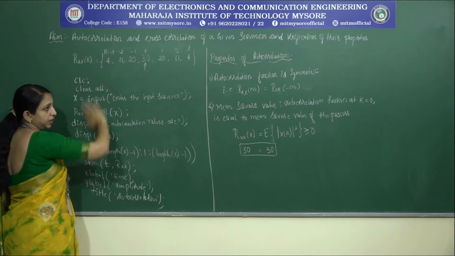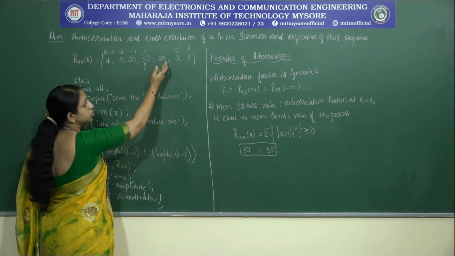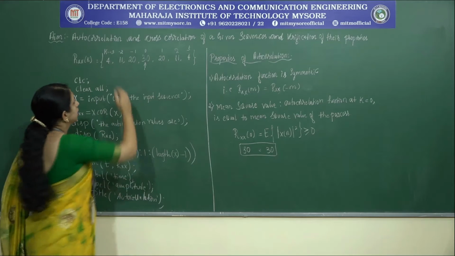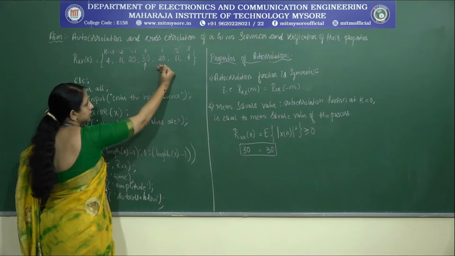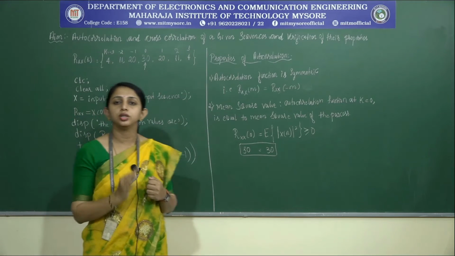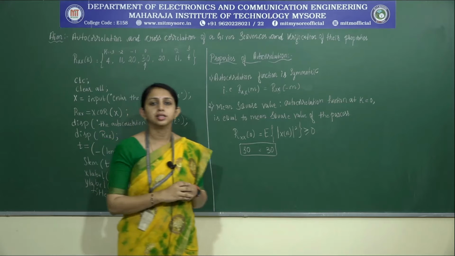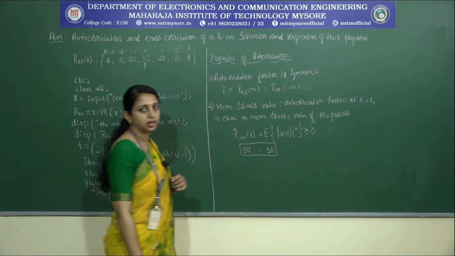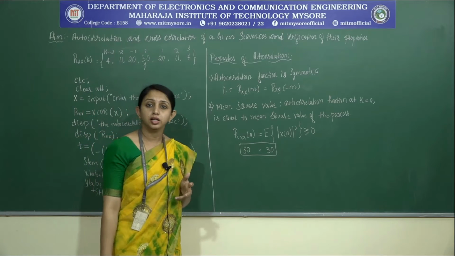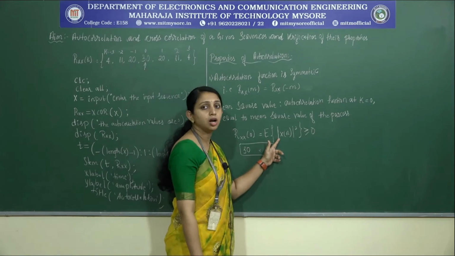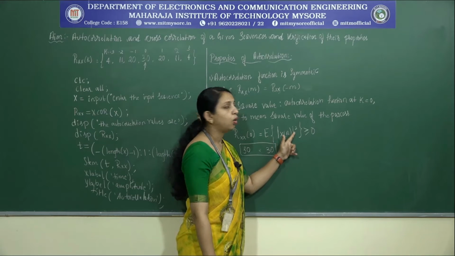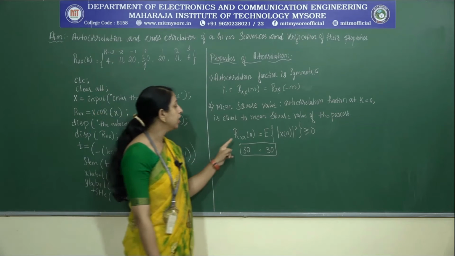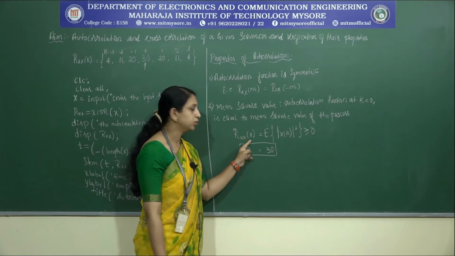4, 11, 20. Similar to that, on the other side we also get the same values, 20, 11, 4. Since these two sides are the same, the autocorrelation function is said to be symmetric. Then the mean square value, which is nothing but an energy value, is always taken as mod of x of n whole square.